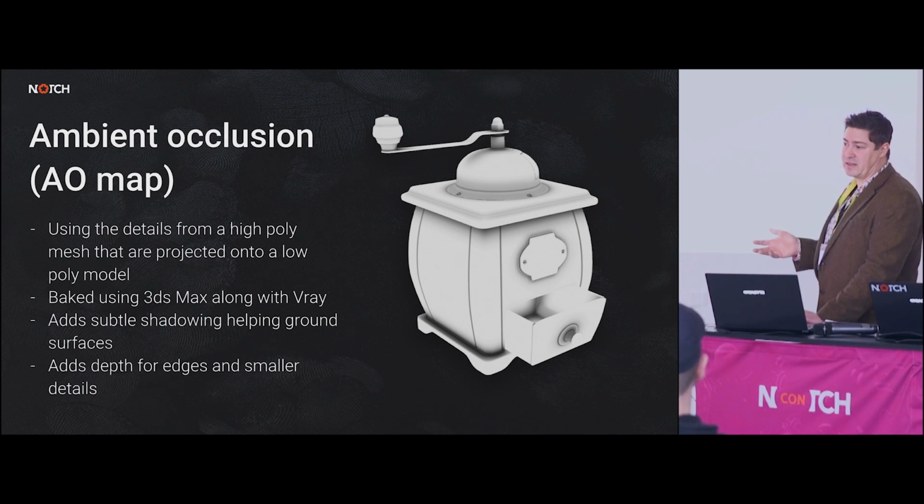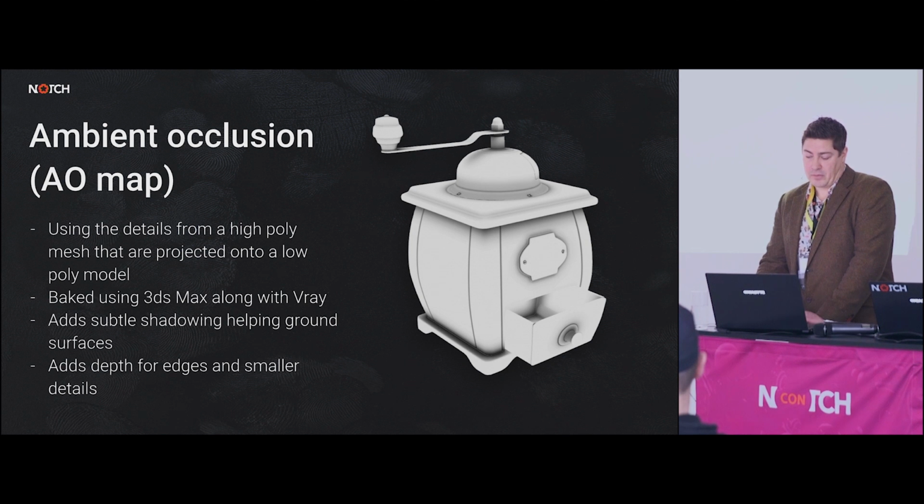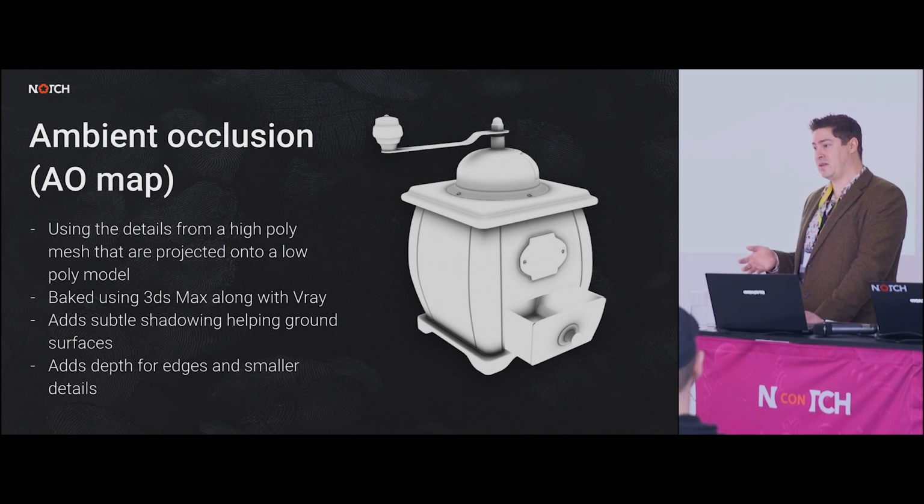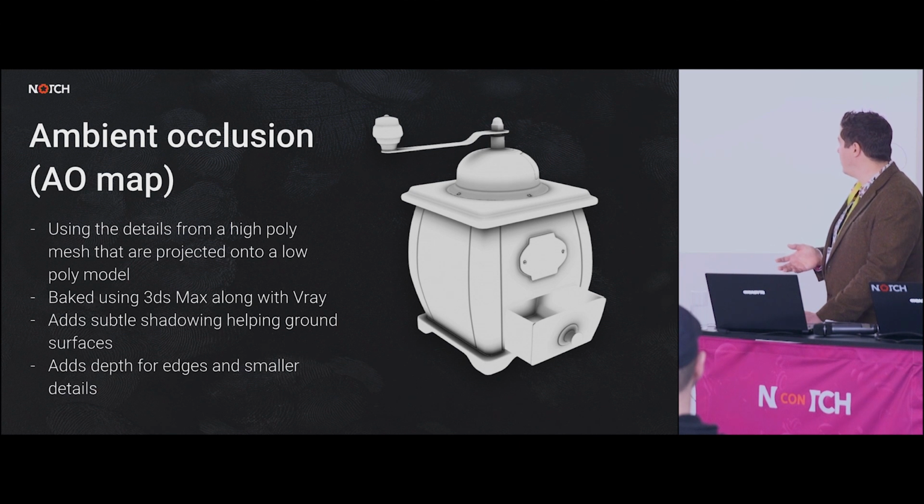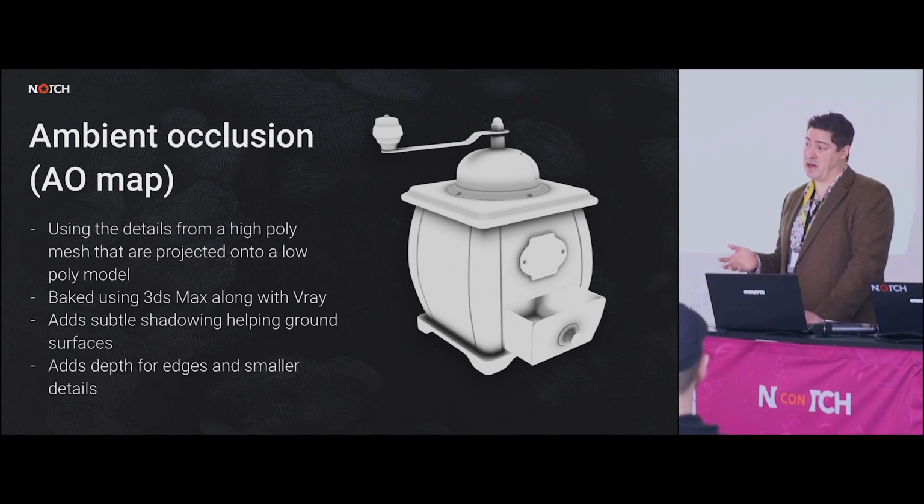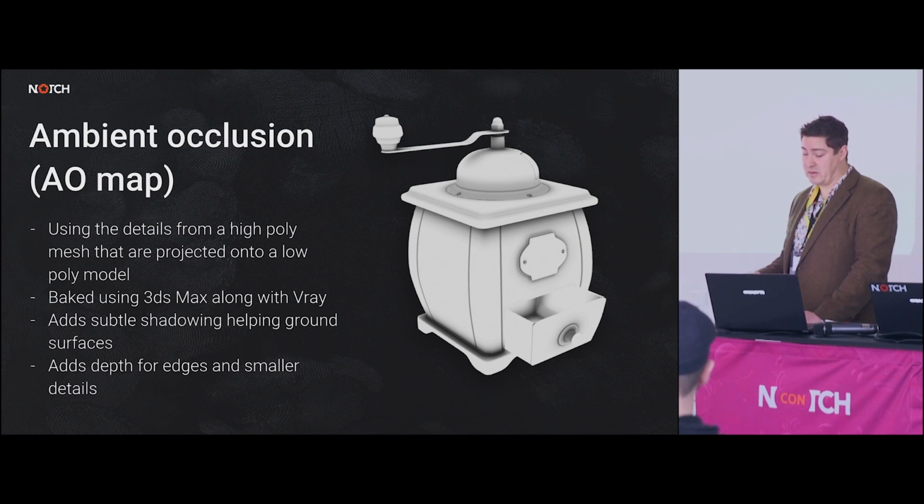Now, things like this have to be done in a 3D package outside Notch before you bring it in. So this can be done in several ways. I use 3D Studio Max to do this. I baked the ambient occlusion map out using V-Ray. V-Ray is really good at creating those ambient occlusion maps.